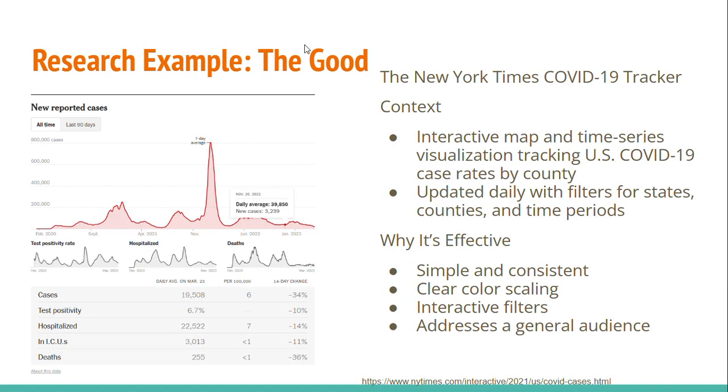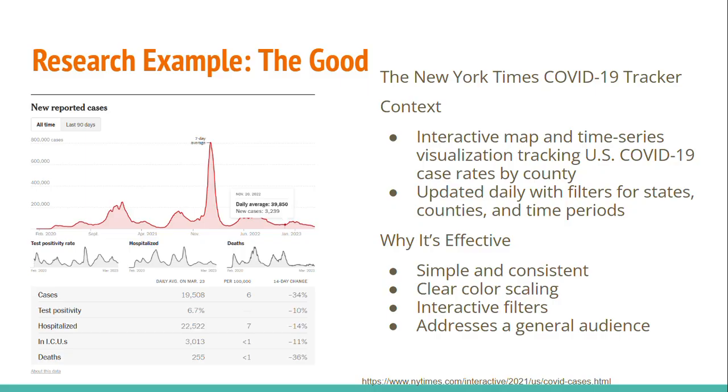Let's look at a prime example of effective data visualization. The New York Times COVID-19 tracker. This was an essential interactive map and time series visualization that tracked US COVID-19 case rates by county. It was updated daily and included filters for states and counties and time periods.